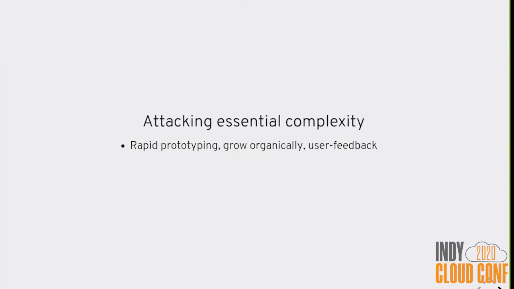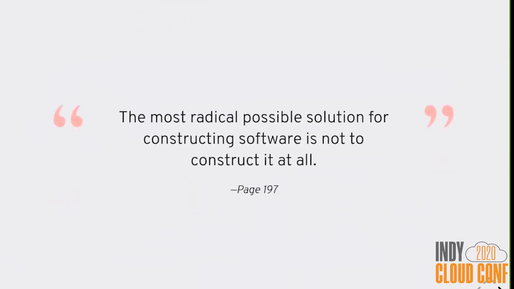One is rapidly prototyping and grow your system organically based on user feedback. We already talked about that in the last section, so I won't go into that more. He also suggests buy versus build and mentoring better architects. And there's a subtle language shift he starts using here of architect. Let's talk about buy versus build. The most radical possible solution for constructing software is not to construct it at all.